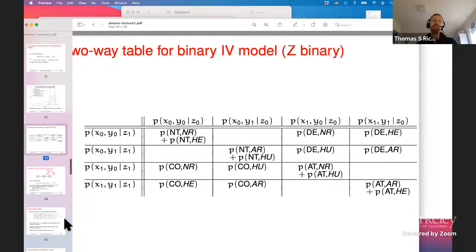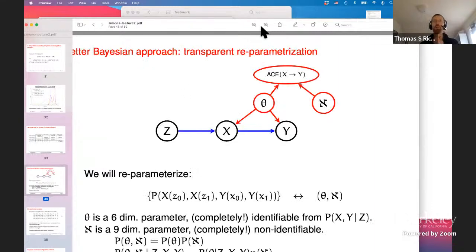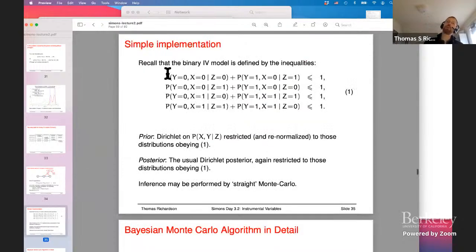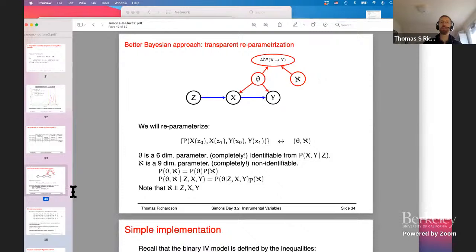Let me just say very briefly, we can come up with an alternative way to deal with this problem by formulating the model via these inequalities. We can formulate our model directly as a model on the observed distribution, because the observed distribution is identified under the model. Essentially we reparameterize. Instead of parameterizing in terms of those 16 types, we reparameterize in terms of the observed distribution, which is identified. And a parameter here that I'm calling Aleph, because this is a parameter that's completely non-identifiable.